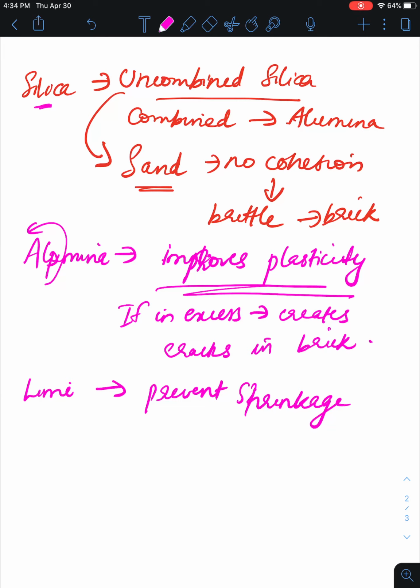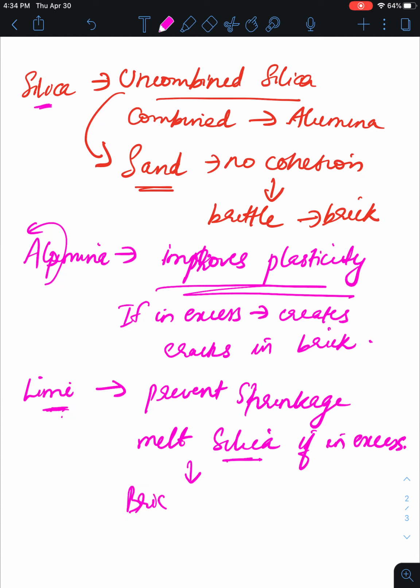Then one thing is that silica and lime: lime melts silica if in excess. And if it melts the silica, which is a major constituent, what will happen? The brick will lose its shape. That will be the consequence.